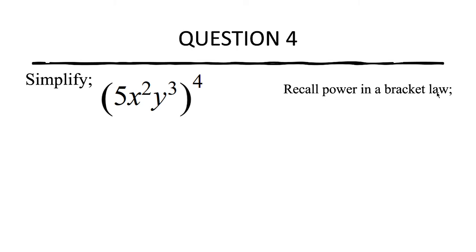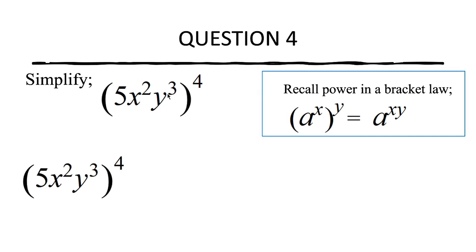Now, if you recall, in our last video, I showed us a law which I called power in a bracket law. It states that if I'm given a question like this, a power inside the brackets and a power outside the bracket, what we do here is to multiply both powers. It means that the power outside the bracket multiplies all the powers inside the bracket. That means to do this, I will be multiplying power 4 by all the powers inside the bracket.